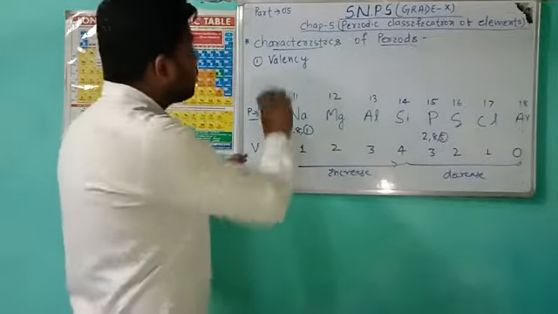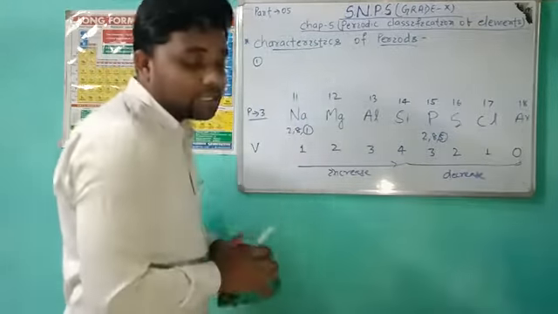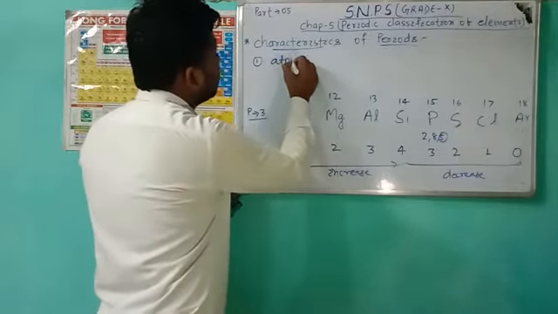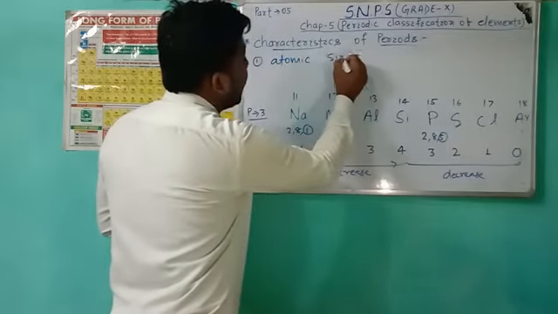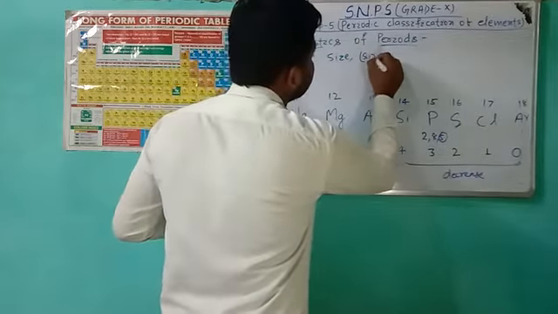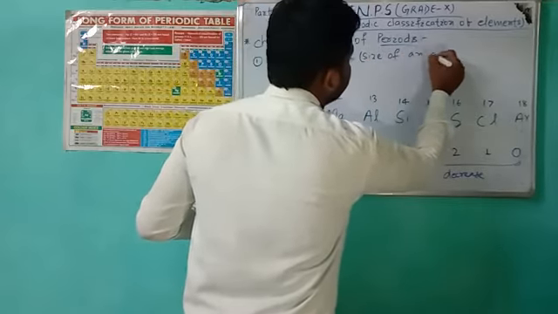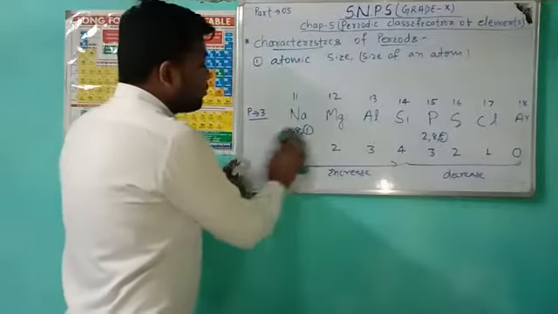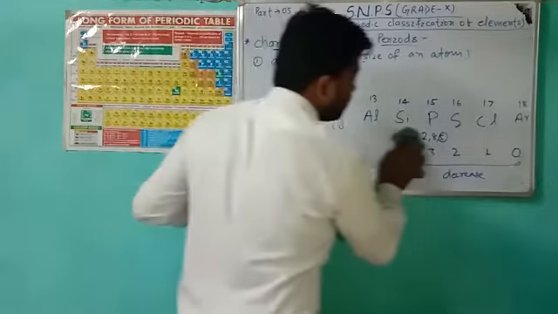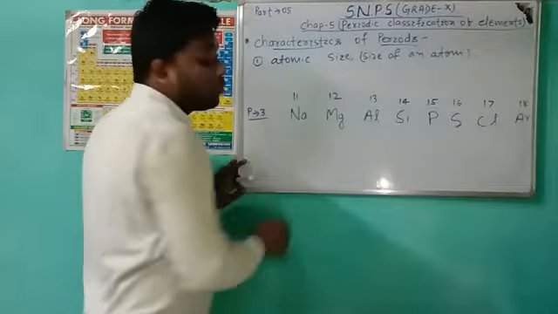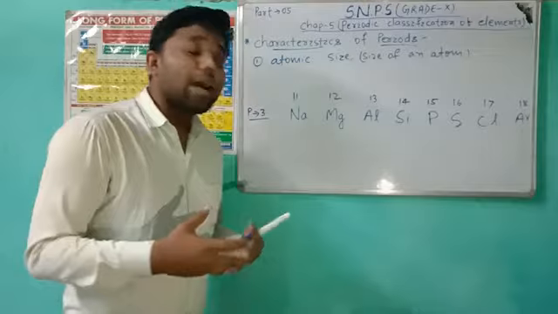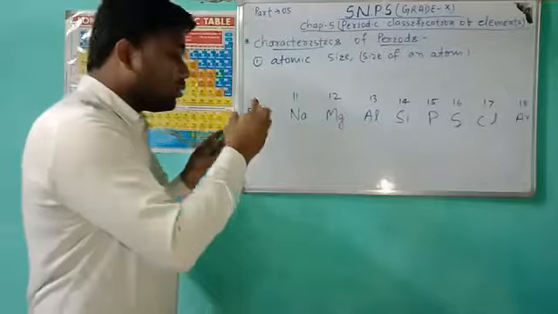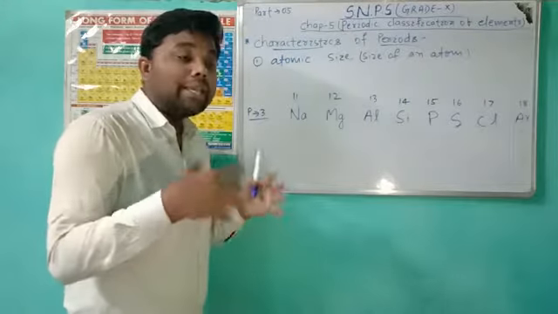After that we will talk about the atomic size. This is also called the size of an atom. Here I have some examples, and from these examples I will explain how the size of an atom increases or decreases.